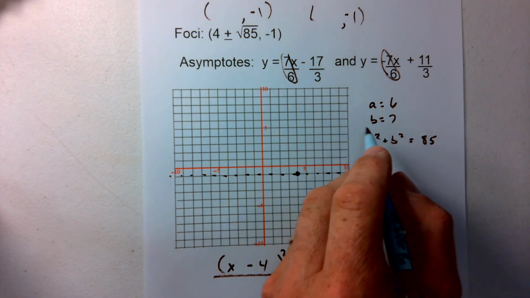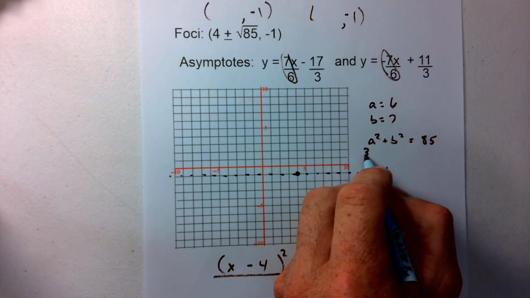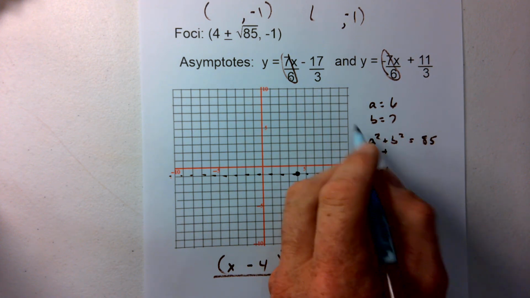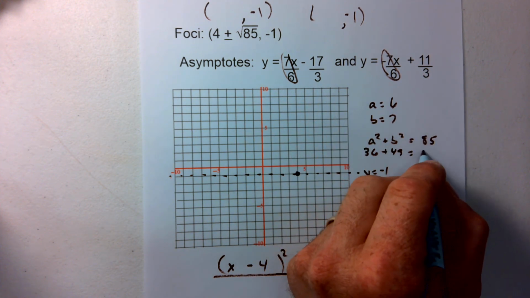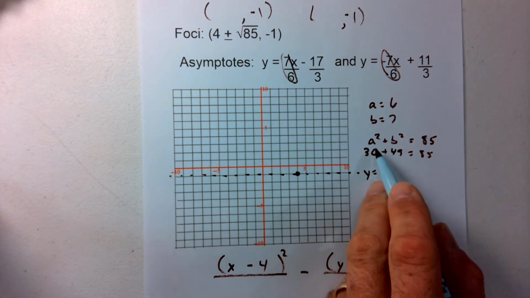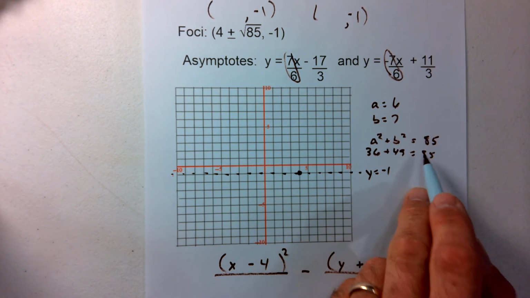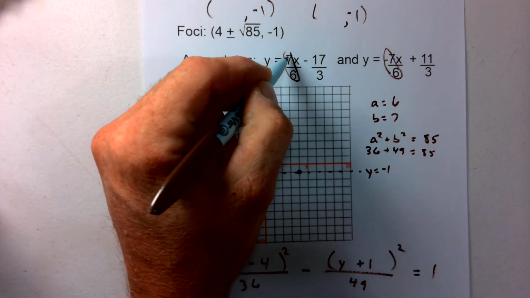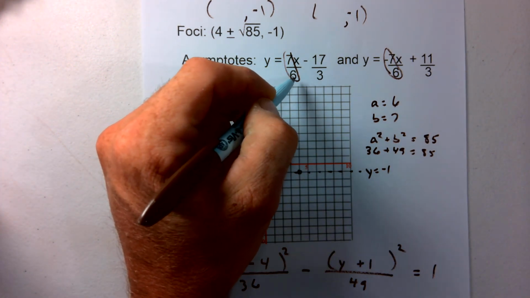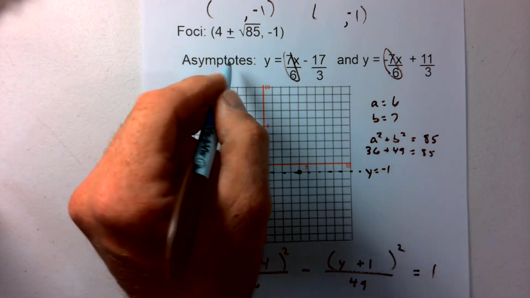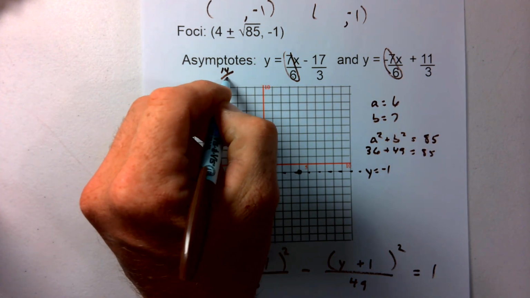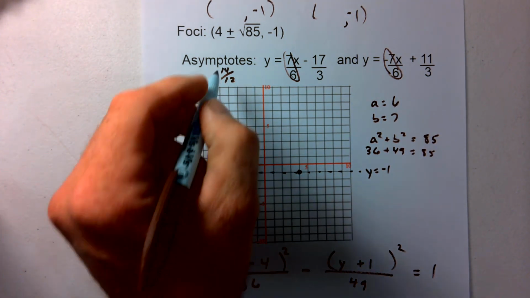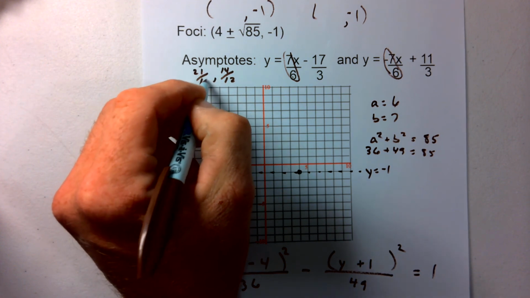Well, I can go ahead and try my a value being 6 and my b value being 7. Does that equal 85? Does 36 plus 49 equal 85? In this case, it does. Yay! We have our a value and we have our b value. It's not always going to work out that way. This 7:6 could be a reduced ratio. It could have come from 14/12. It could have come from 21/18.